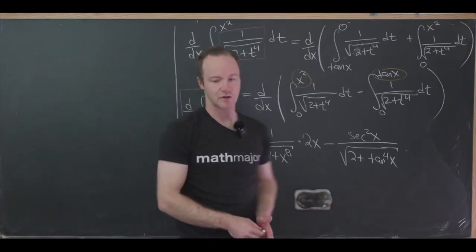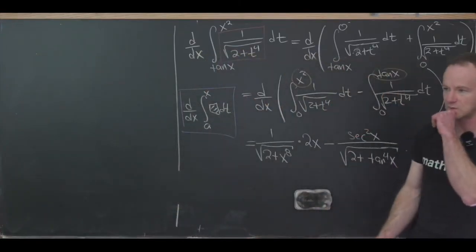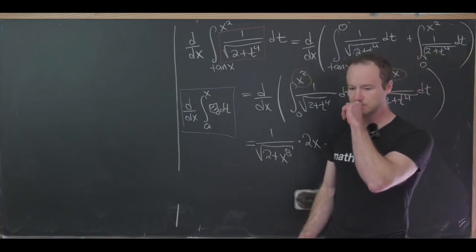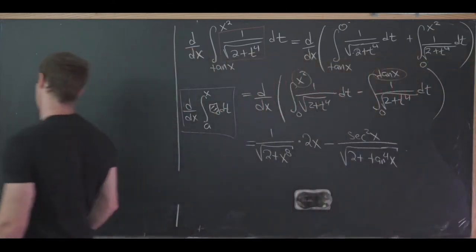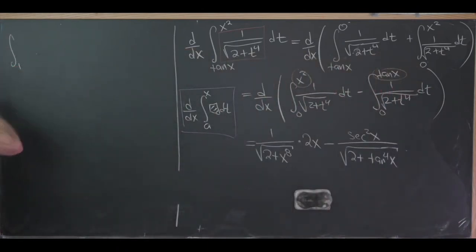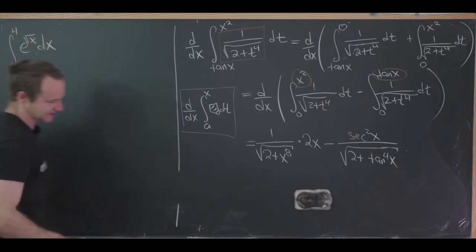Hope you enjoy. So for our first Calculus 2 problem, we'll start with something that happens generally at the beginning of Calculus 2, which is an integration by parts type problem. So let's look at the integral from 1 to 4 of e to the square root of x dx.